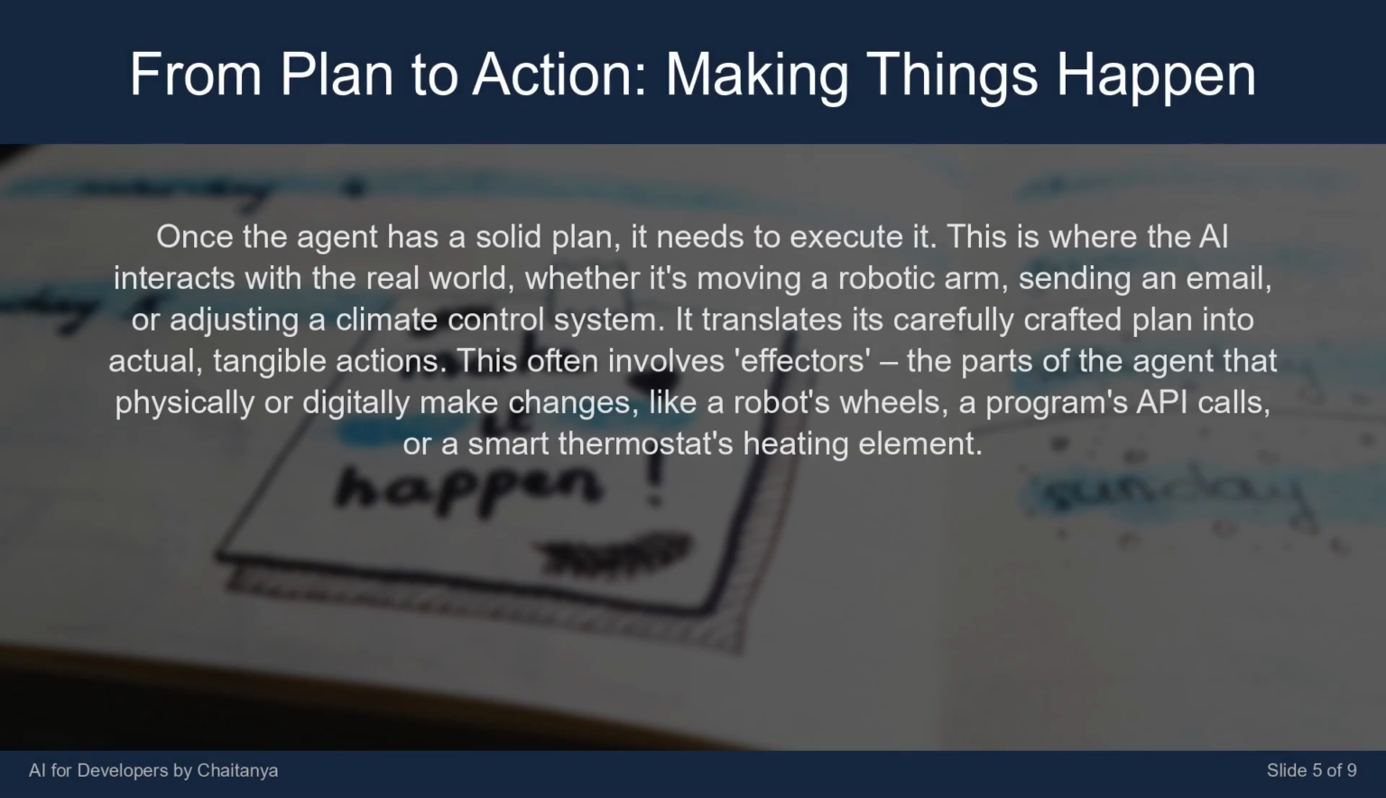Once the agent has a solid plan, it needs to execute it. This is where the AI interacts with the real world. Whether it's moving a robotic arm, sending an email, or adjusting a climate control system, it translates its carefully crafted plan into actual, tangible actions. This often involves effectors, the parts of the agent that physically or digitally make changes, like a robot's wheels, a program's API calls, or a smart thermostat's heating element.